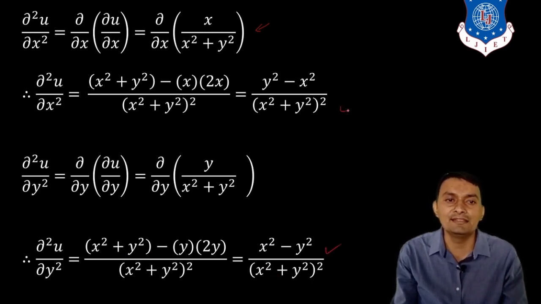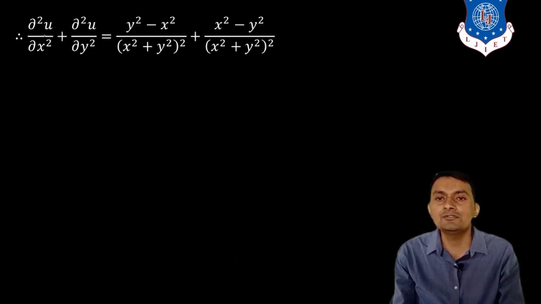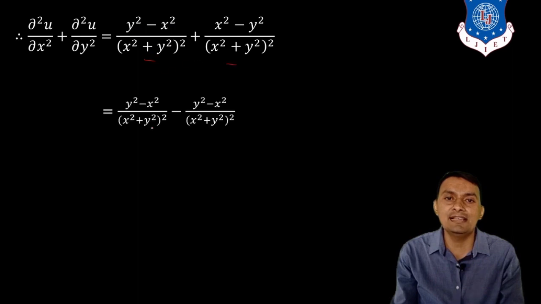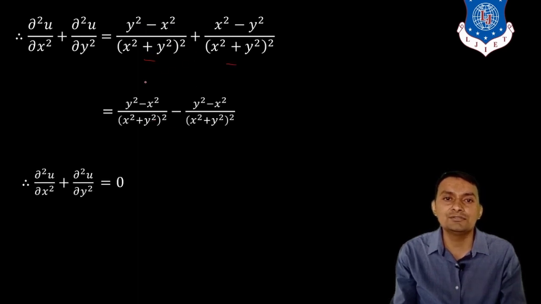This is our main step, because we want to check whether u satisfies the Laplace equation or not. So for that, del square u divided by del x square plus del square u divided by del y square, we just replace with what we have determined. We can take the LCM, and you can see this will be cancelled out, and minus minus plus will cancel out again. Ultimately you will get the answer, that is 0.